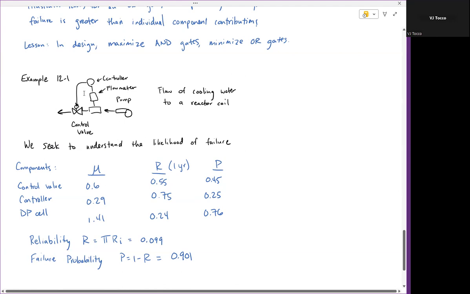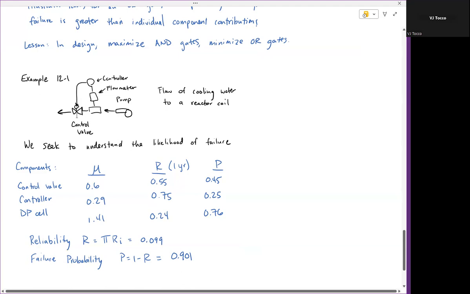Now I have to think about whether these things are connected by an AND gate or an OR gate. If I inspect this for a second, if the flow meter fails, there's no possible way the controller would magically know what the right value is for the flow, and it wouldn't work properly. So the flow meter causes the entire thing to fail if it fails. Similarly, if the controller fails, the control valve wouldn't know to open or close without the controller telling it to. So if the controller fails, the whole thing fails.